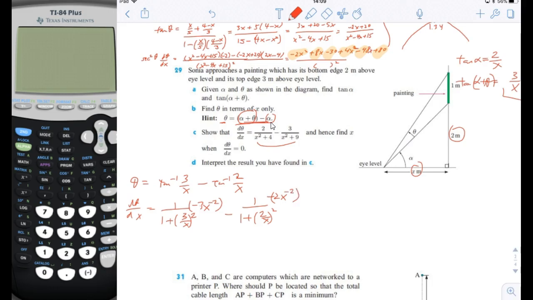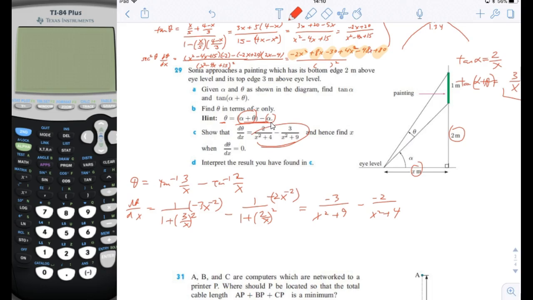Okay. And then we can multiply both the top and the bottom by x squared so that we can get all the x squareds out of the denominators of the denominators. So let's multiply everything by x squared on the top and bottom. That would give us negative 3 on top, and x squared plus 9 for this one, and for the other one it would be negative 2 on top, and x squared plus 4 on the bottom. Okay, and that's what we were looking for. That's exactly what we were looking for, right?